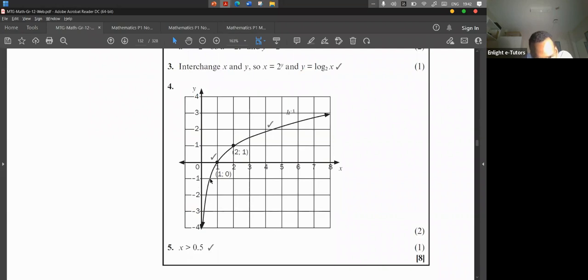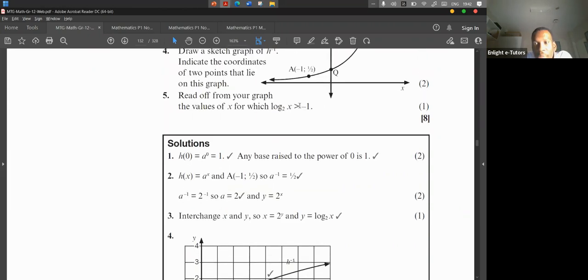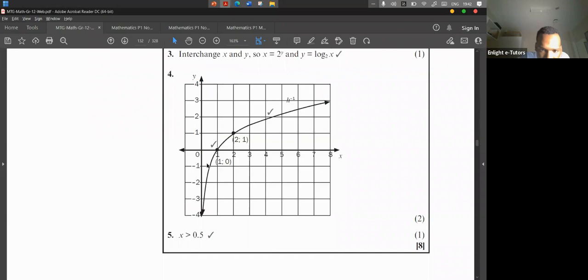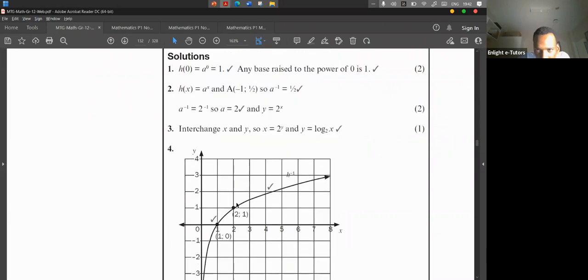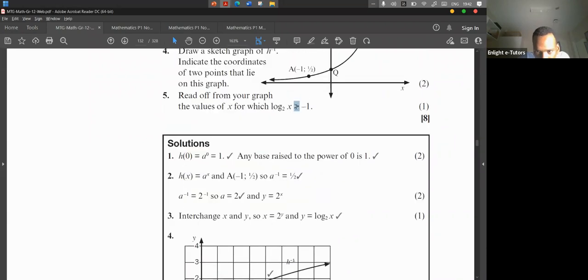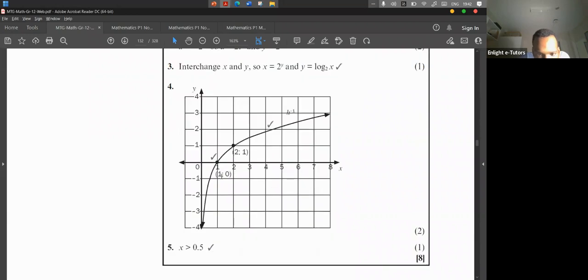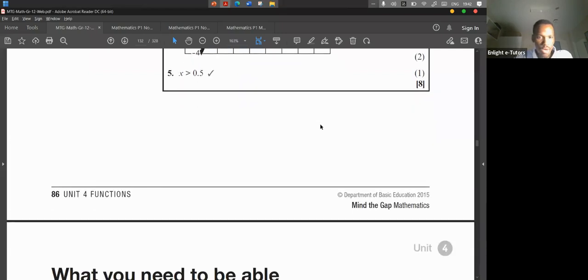Let me see. Oh yeah, no, they say greater than -1, which means it's above. They say greater, so I read this one. So from 0,5, because this is 1, from 0,5 it starts to increase, so x must be greater than 0,5. Then you have your answer. Then you're good to go.